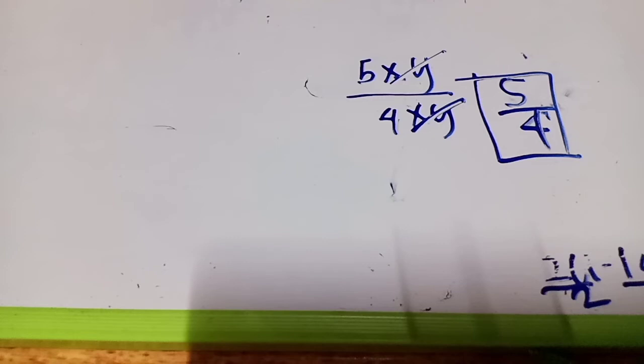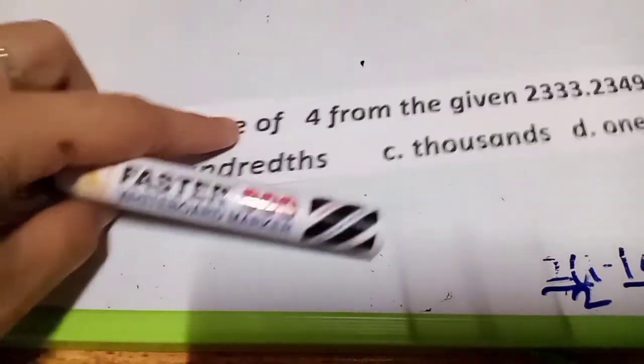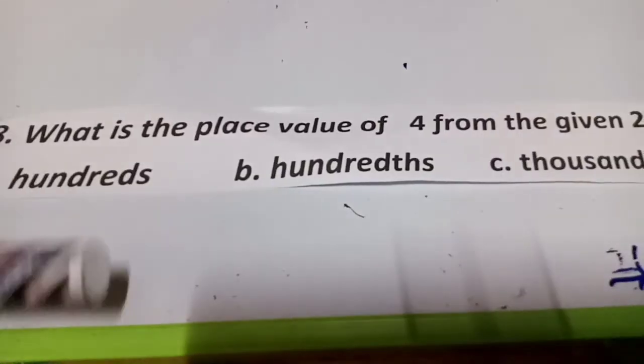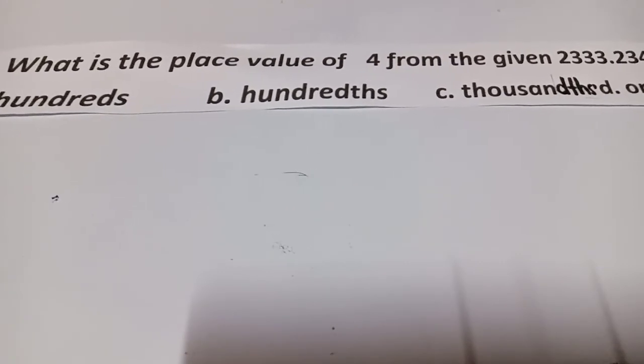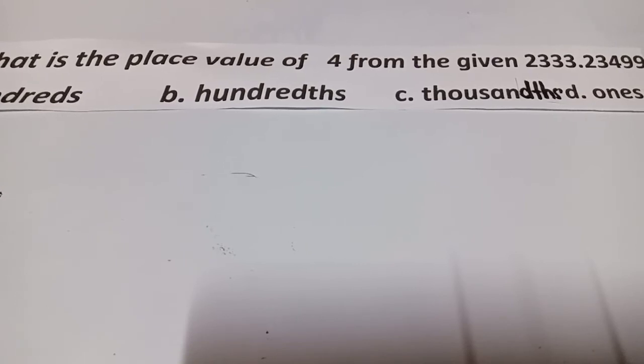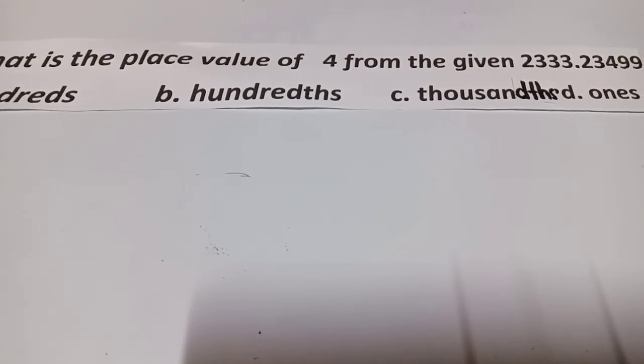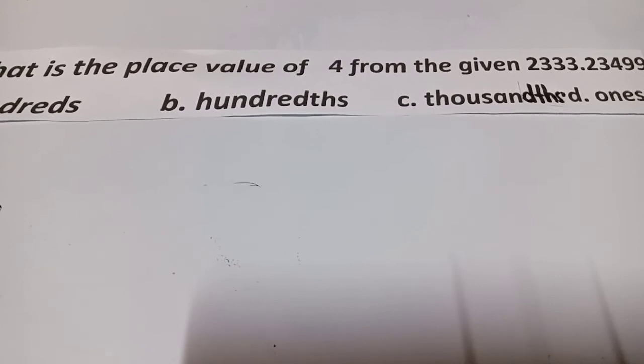So let's proceed for number 8. What is the place value of 4 from the given 2333.2499? So take note guys, when we speak about the decimal places, the value always starts from tenths.